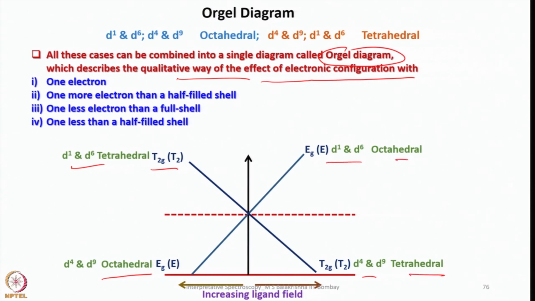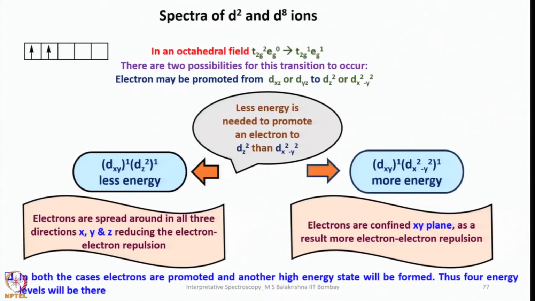For example, in the d4 system, if one transition is there, we can say it is from eg to t2g, and d9 also eg to t2g. But if you take d1 and d6, it is t2g to eg, or t2 to e. So this is how you can see the representation of all these electronic configurations for both octahedral and tetrahedral complexes in one diagram. This diagram can, without any problem, explain the electronic spectra provided the complex has these electronic configurations. Now let's look into the spectra of d2 and d8 ions to see similarities to what we saw in the case of the d1, d4, d6 and d9 systems.